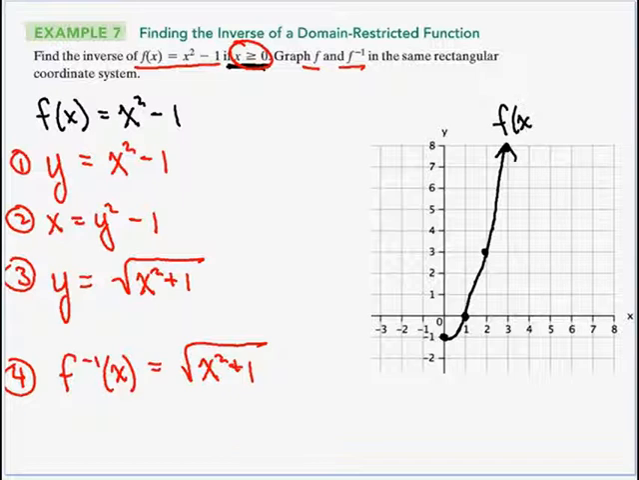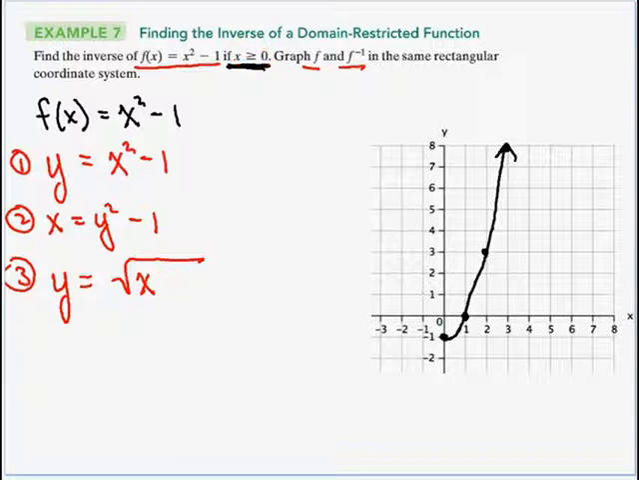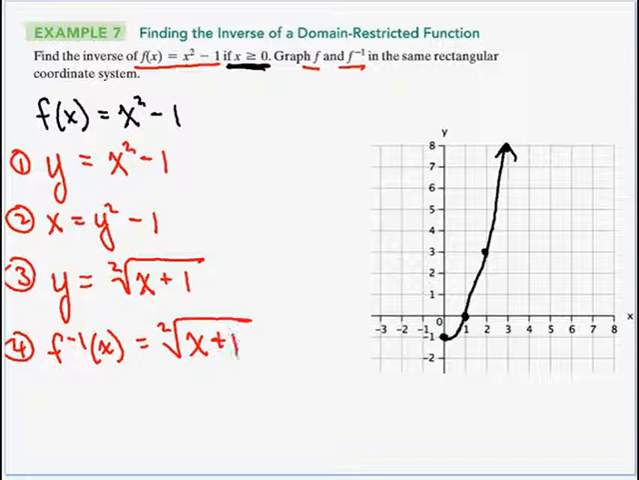Oh, back that up, I messed up my function here. When I was solving this for y, I don't know how I got that x squared under there. So it's going to be x plus 1, and then we square root both sides. So there we go. There's our f inverse of x. That just didn't look right. Square root of x plus 1.